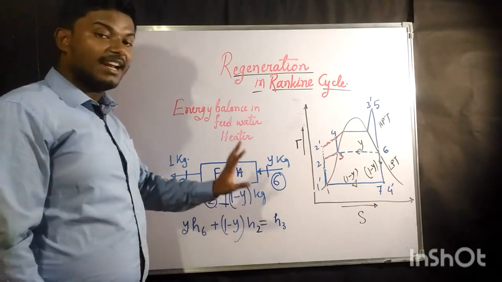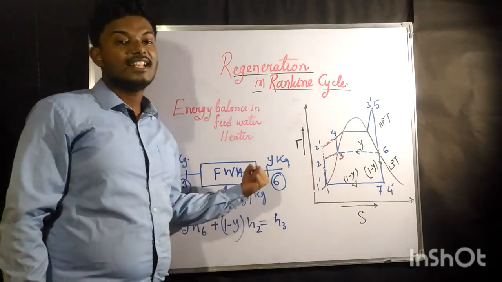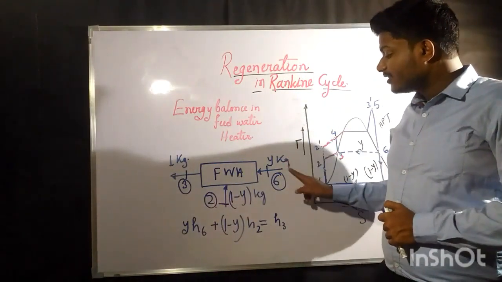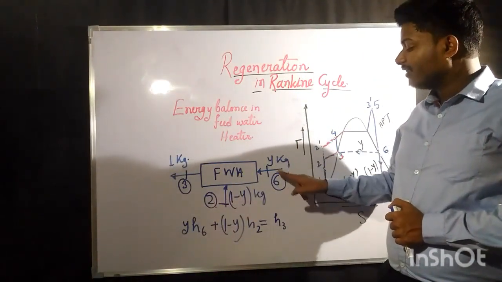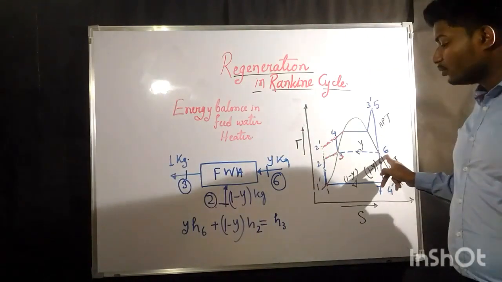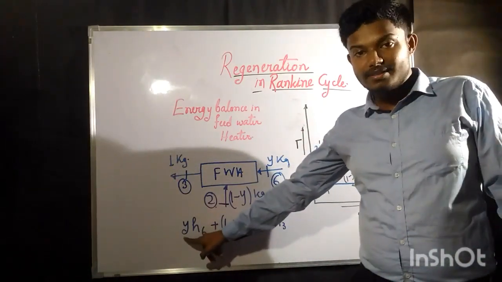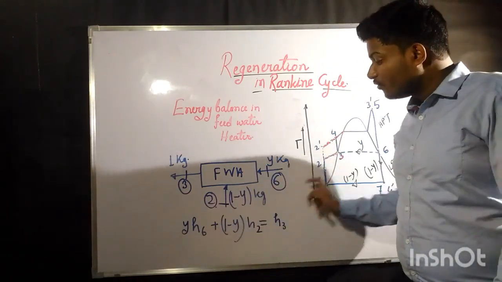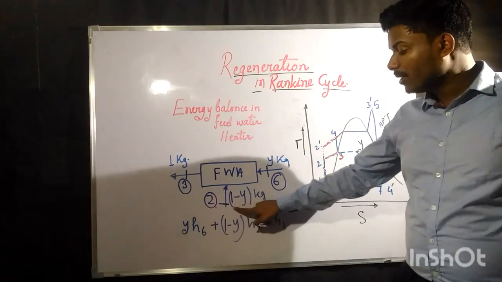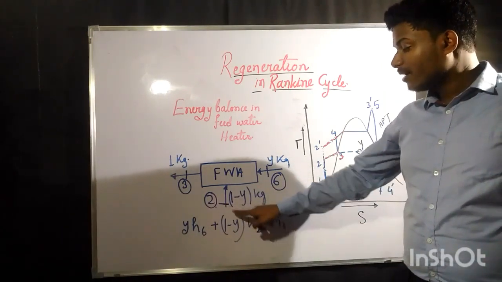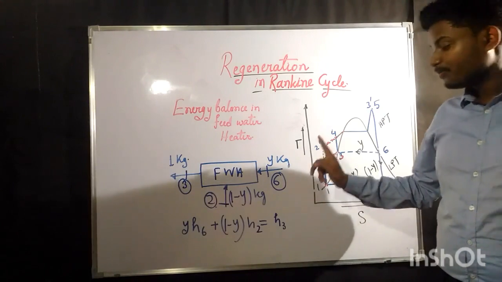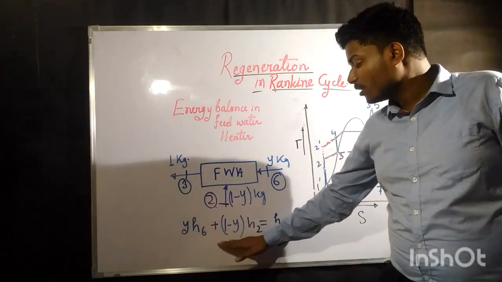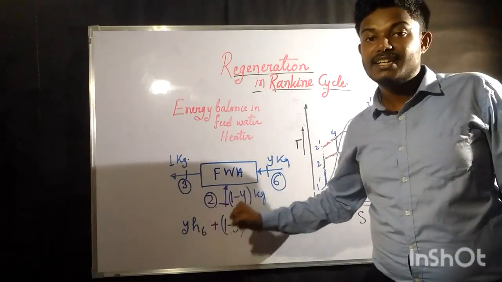Now for the energy balance, the energy at inlet is going to be equal to the energy at outlet. With what energy is this going in? Y with the enthalpy of 6. Mass into enthalpy is the inlet energy from the high pressure turbine. From the low pressure turbine, the energy is 1 minus Y kg into the enthalpy H2. So Y into H6 plus 1 minus Y into H2 is the energy at inlet.